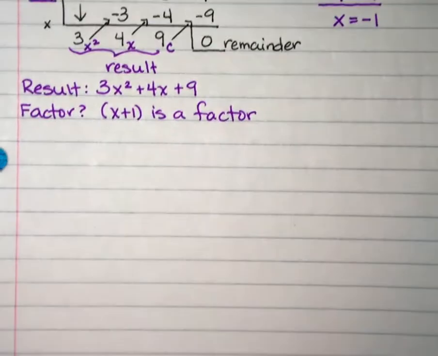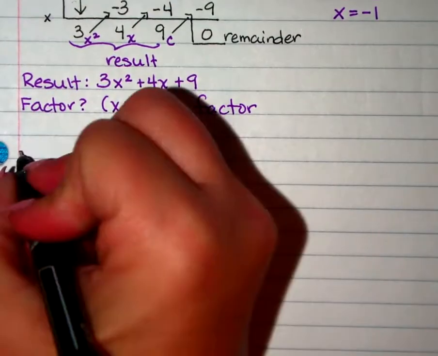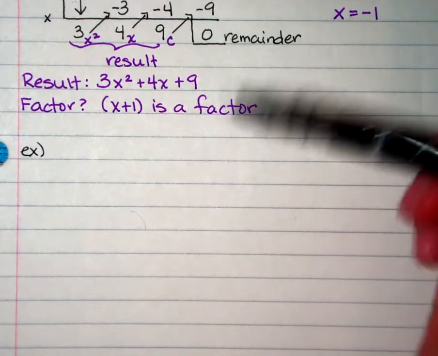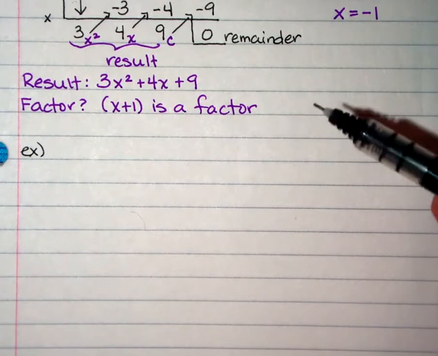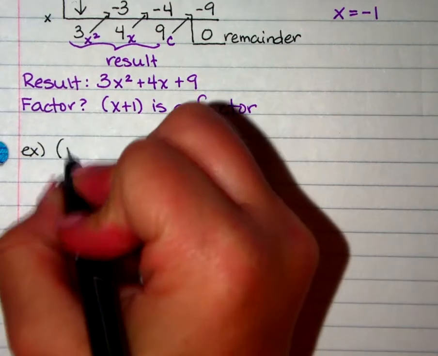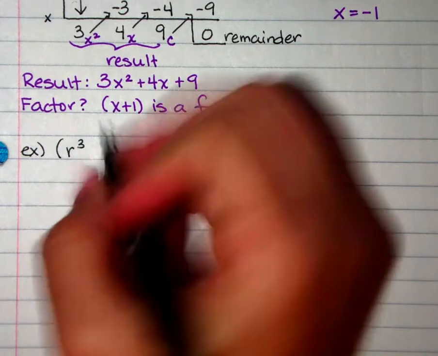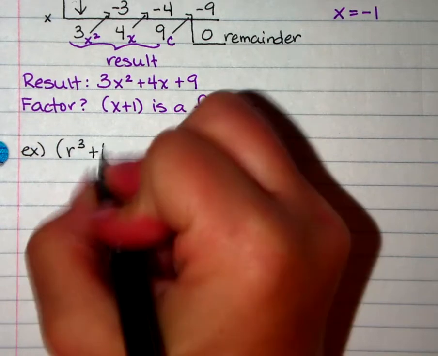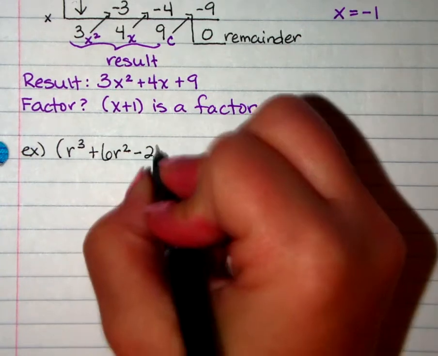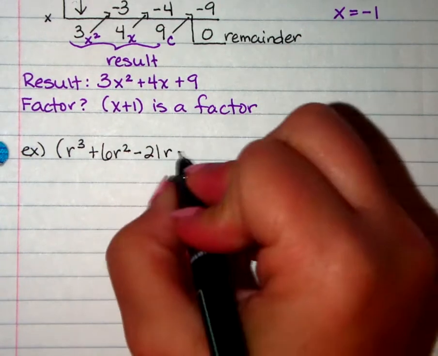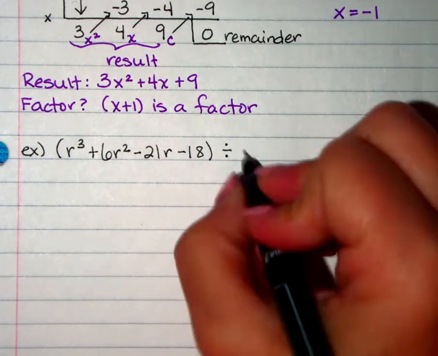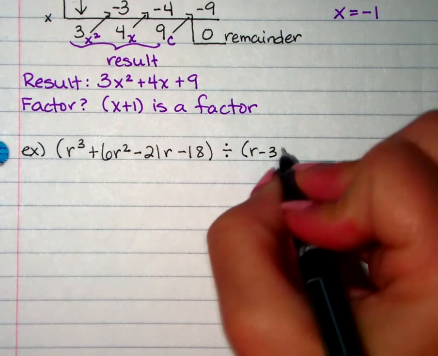So let's try another. I'm going to use the variable r this time. So let's look at r cubed plus 6r squared minus 21r minus 18. And I want to know, if I divide that by r minus 3, two things again. Is r minus 3 a factor or a 0? And what is the result after division?